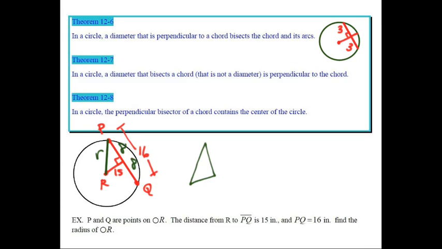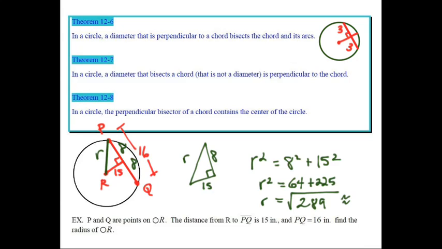So we built a right triangle again, where I'm going to use the Pythagorean theorem, a squared plus b squared equals c squared, to set this up. I'm going to figure out that r squared is 64 plus 225, and I get 17. So the radius of that circle is 17 with those properties.